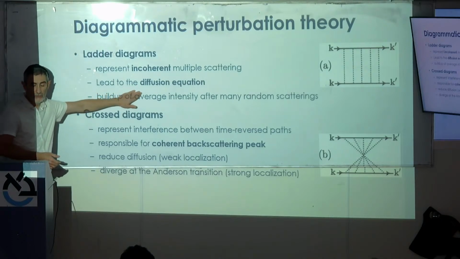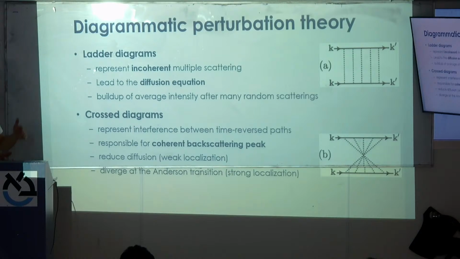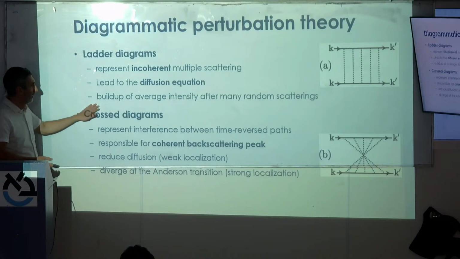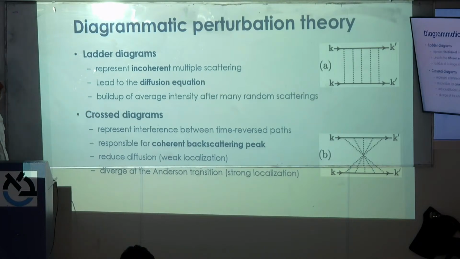That's something that I will present not next class, the class after. The diffusion equation builds up the average intensity after many random scattering. The idea here is that because the scatterers on average can be at different positions, you can only sum incoherently the different contributions. All intensity sums incoherently. Incoherently means forget about phase, forget about interferences. It's like particles. You just sum the photons in the system.